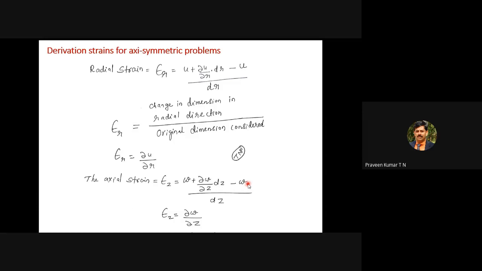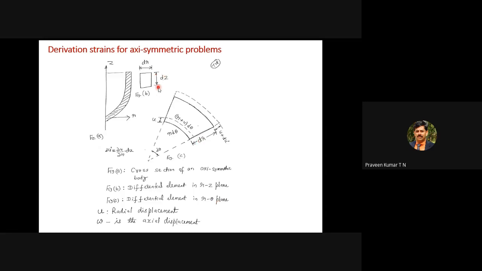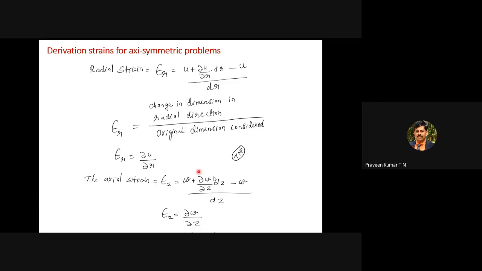Imagine we have node 1 and node 2. At node 1, this is the deformation amount. At node 2, this is the deformation amount. The total length along the z direction is dz. You can see here, this is the total dimension along the z direction is dz. Here there is a deformation, here also deformation. The net deformation in the z direction is the deformation about this point minus the deformation about this point. The deformation about the top point along the z direction is this value. The deformation about the bottom point is w. So finally we have the strain.